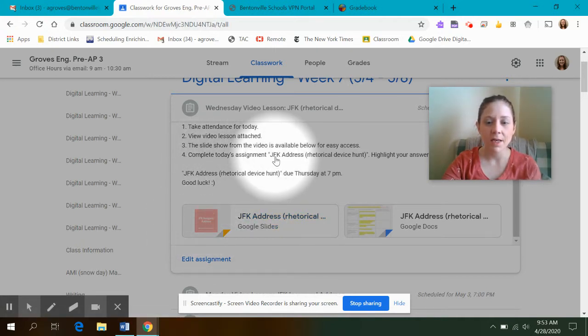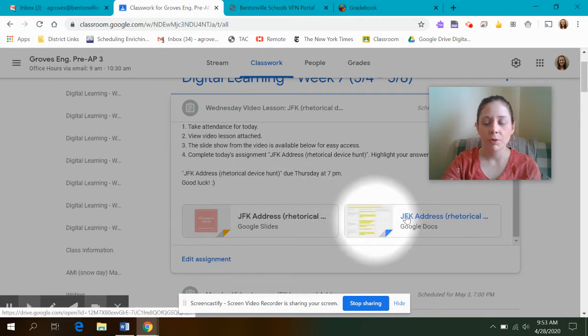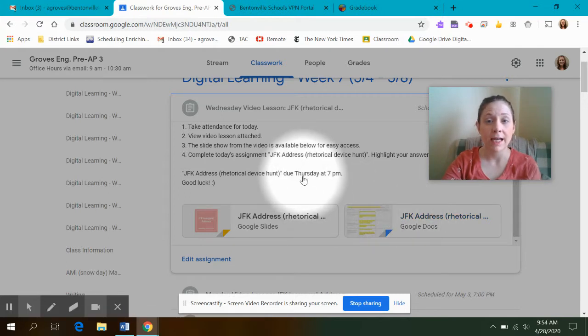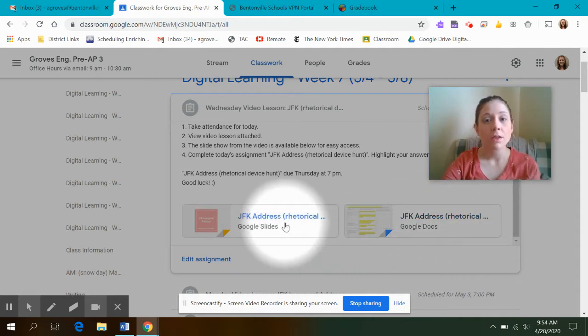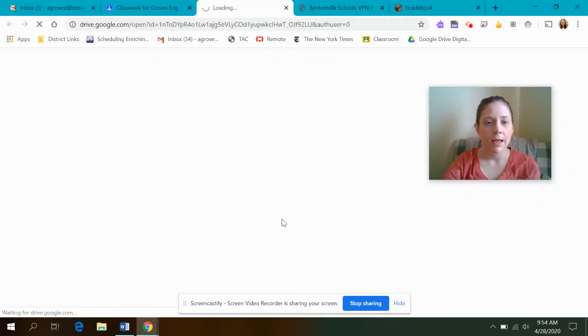Complete today's assignment, JFK rhetorical device hunt. We'll look at that after our lesson. This rhetorical device hunt is due Thursday at 7 p.m. Now, when we were doing Reader's Workshop, those lessons were due on Fridays at 7 p.m. We're not doing Reader's Workshop anymore, so we have gone back to the traditional Thursday 7 p.m. deadline. So today's Wednesday, Thursday assignment is due Thursday at 7 p.m. Let's open up our lesson and see what's happening.